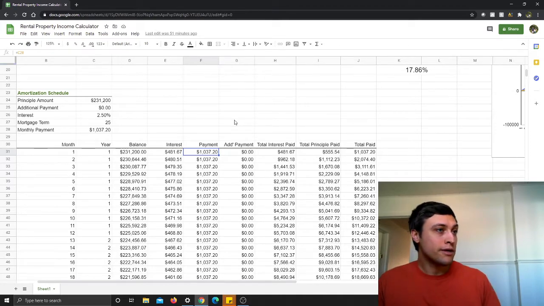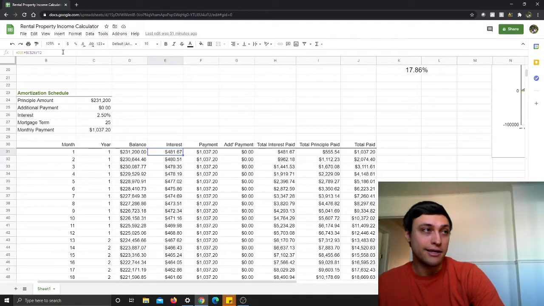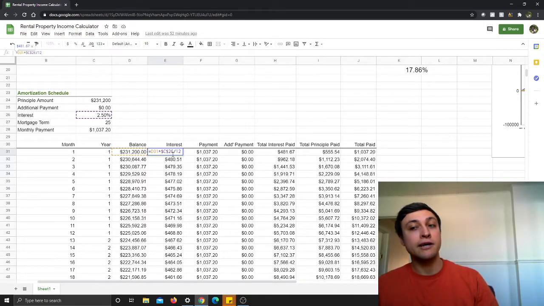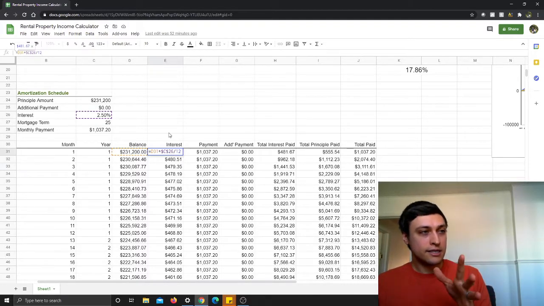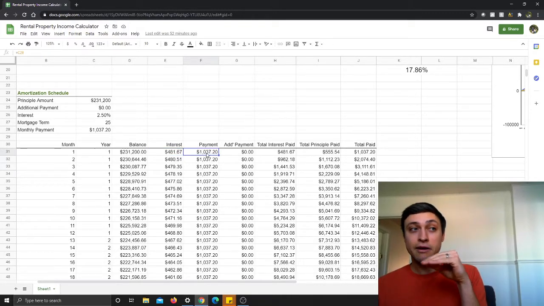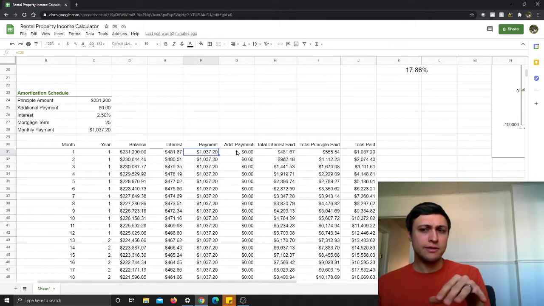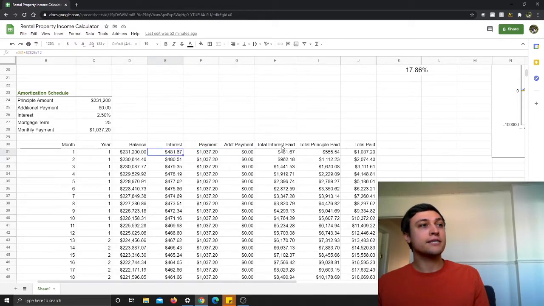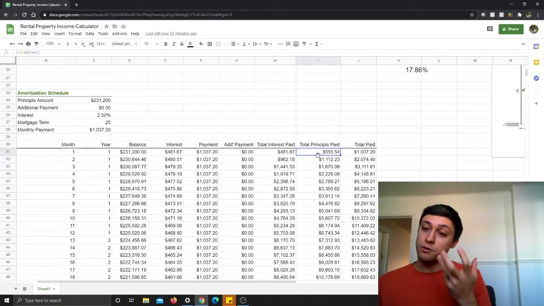So what you got to do is you take your balance. Okay, first you need to figure out your interest on the balance, right? And you do that by taking the balance number, multiplying it by your interest rate, again divided by 12. That's key. So whatever your balance is times your interest rate divided by 12 gives you the amount of interest that you just paid on that 1037. From there, you're going to take your payment, subtract the interest amount, and that's going to give you what's left over, which is your principal paid.